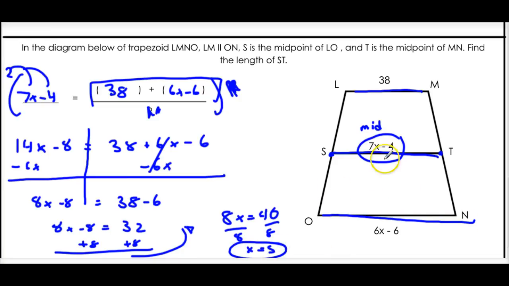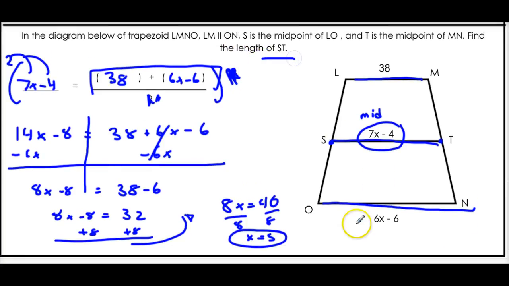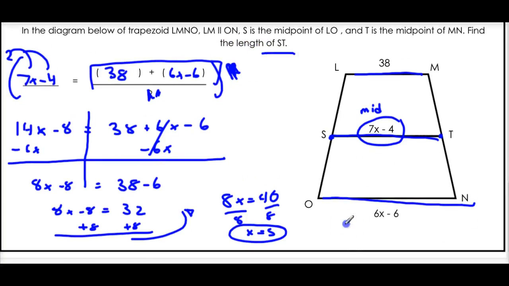Not done though. We want to find the length of ST, right? So when we want to find the length of something, we plug it in. So ST is equal to 7 times 5 minus 4. So ST is equal to 35 minus 4, which is 31.